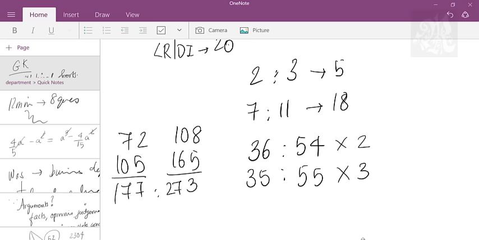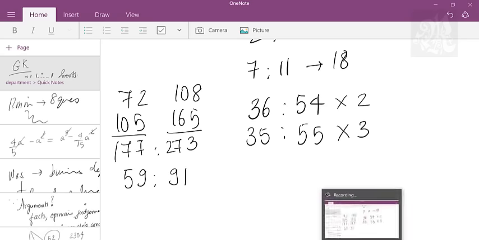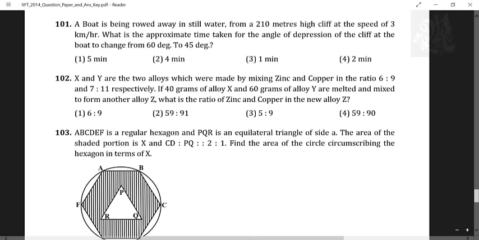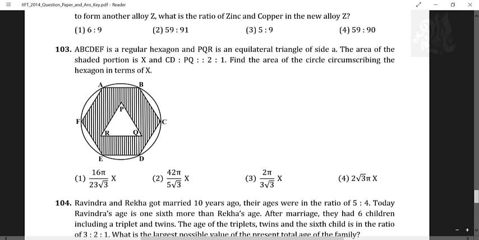That's going to be the ratio. Now you check whether they are multiples of what? 3. Yeah, both are multiples of 3. 177 divided by 3 is how much? 59. This is 91. So the ratio is going to be... Yes, one more correct.